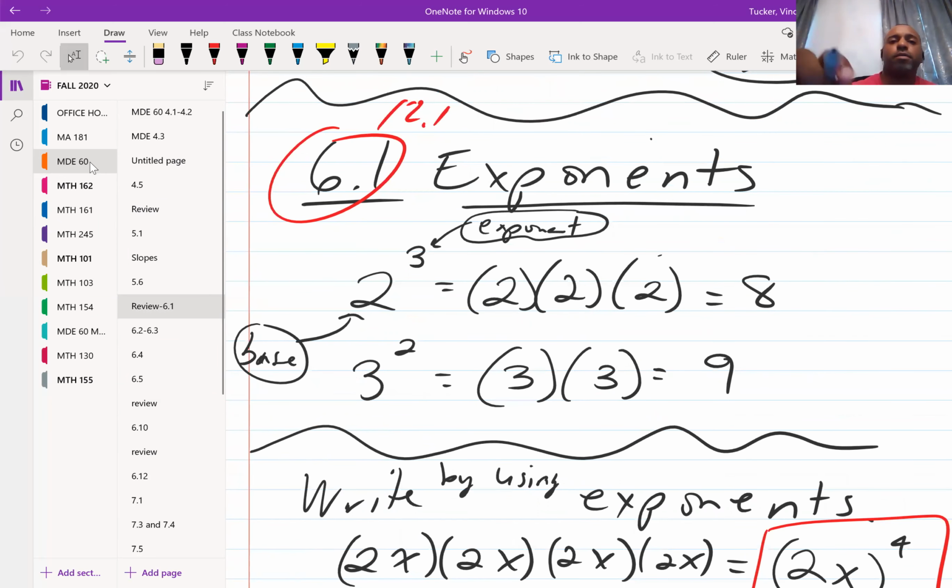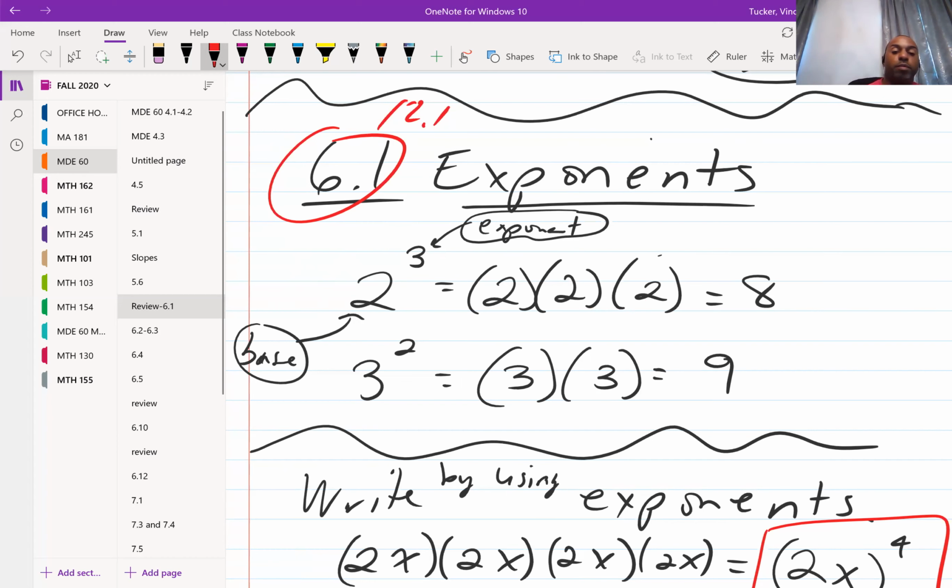Section 12.1 for you guys. My other class was 6.1. Basically, we're going to talk about exponents and exponent rules. When you look at 2 to the third power, the regular size number, the 2, is your base, and the number that's superscript up to the right is your exponent. That means it will be 2 times itself 3 times, which is 8.